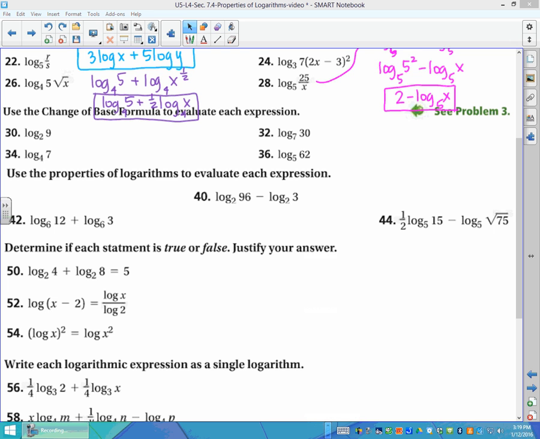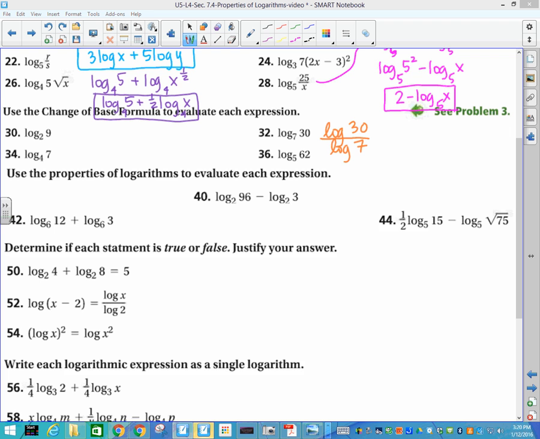So let's finish up the last couple of problems here. Change of base formula to evaluate each expression. Just again to do one of those so you can remember, looking at 32 here. I've talked to you about how whatever is the higher number is going to be on top and the lower number is going to be on bottom. So you put that in your calculator and you're going to get an answer of about 1.748. If you have any trouble with your calculator, don't get that, come see me.